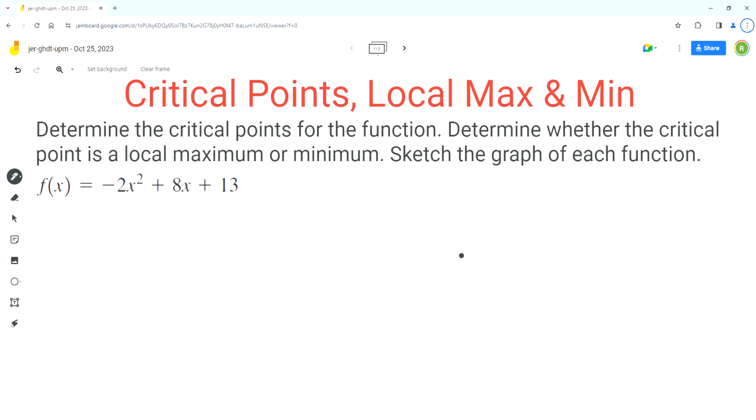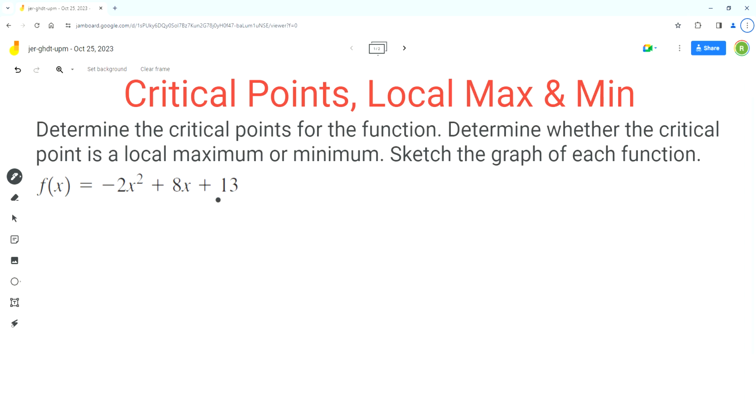So in this video, we'll solve this problem using the concepts of derivatives. As per the problem, determine the critical points for the function, determine whether each critical point is a local maximum or minimum, and sketch the graph of each function. So we have to find the critical points for this given function. Critical points are points at which the derivative of a function is equal to 0 or undefined.